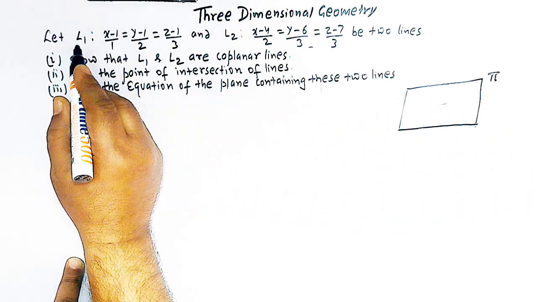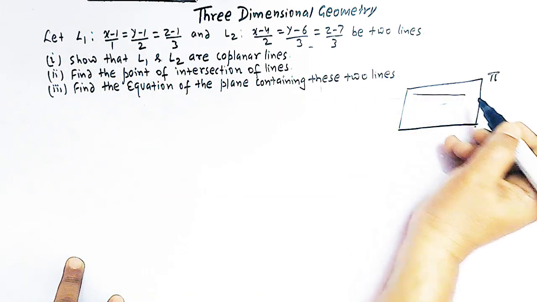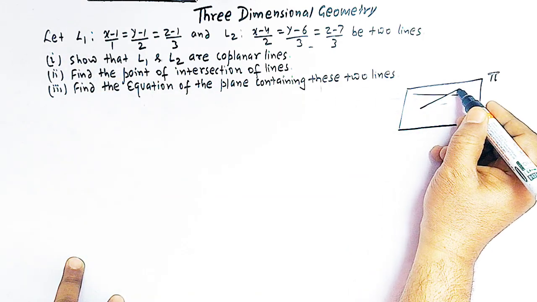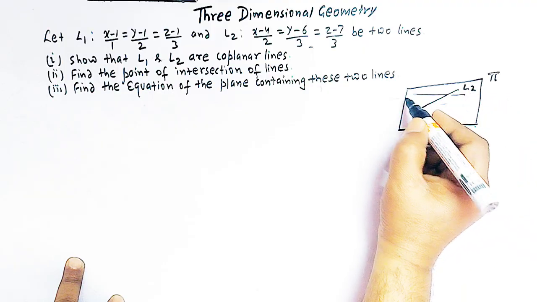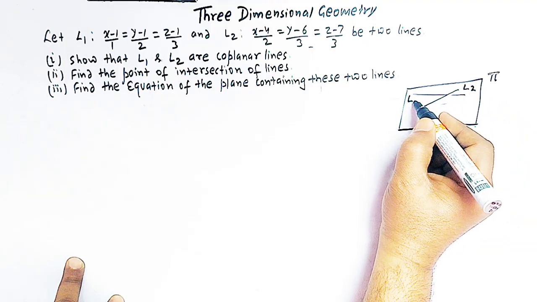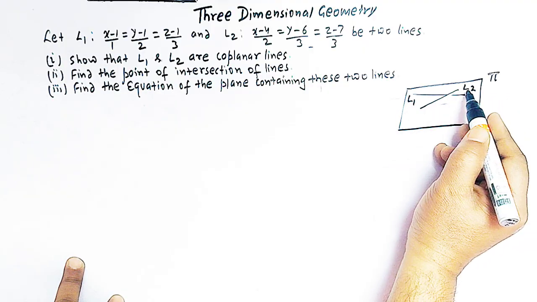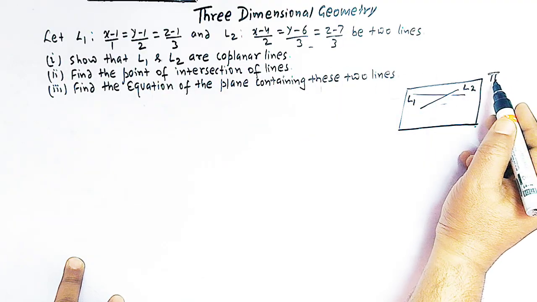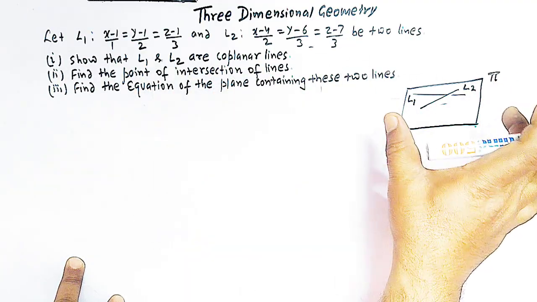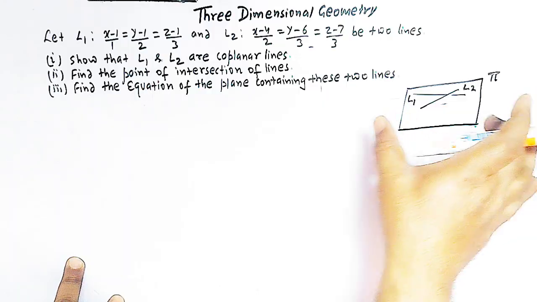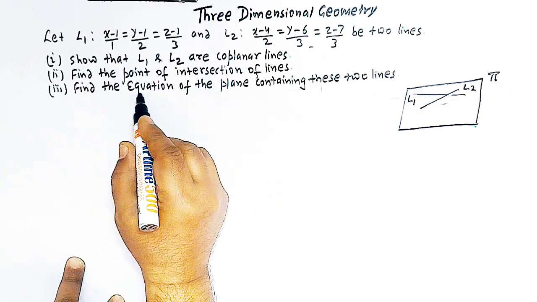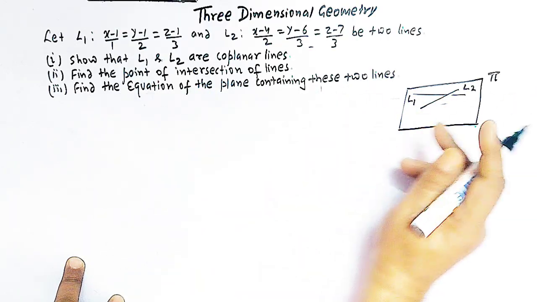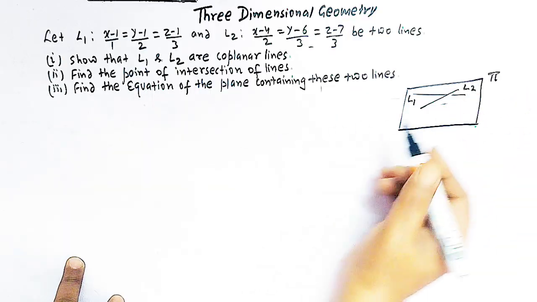So here we have the line L1, and here we have the line L2, right? So this is L1, this is L2. So L1 and L2 are said to be coplanar lines if these two lines lie on the same plane pi, and we have to find out the equation of the plane containing these two lines, right?